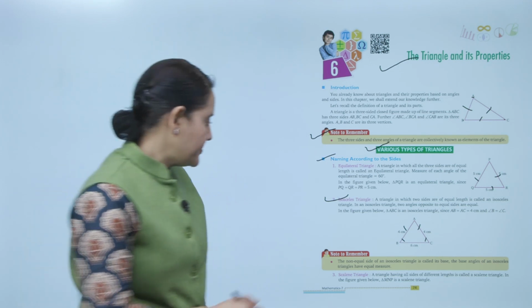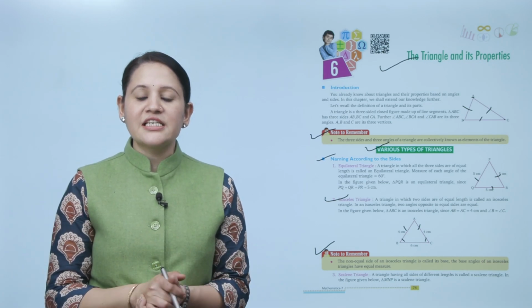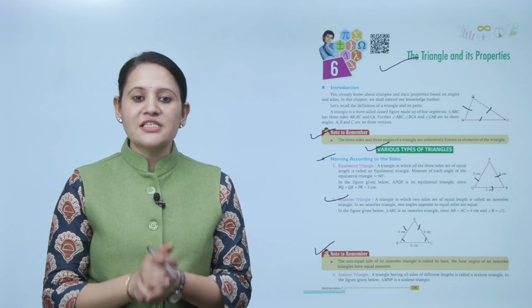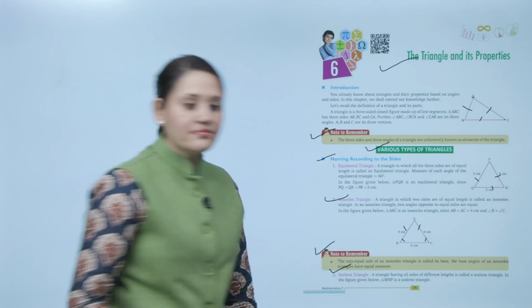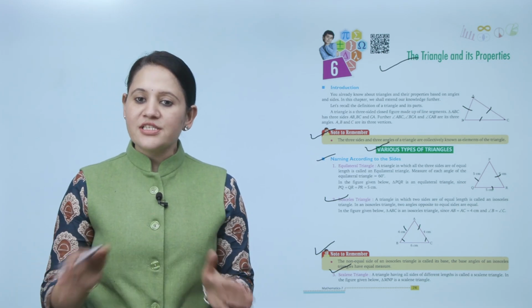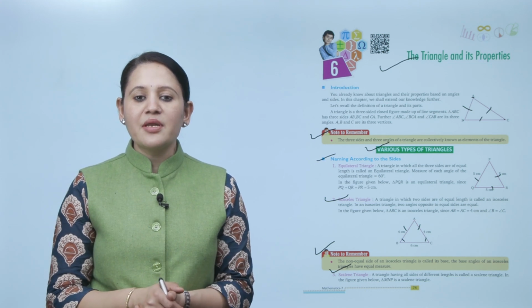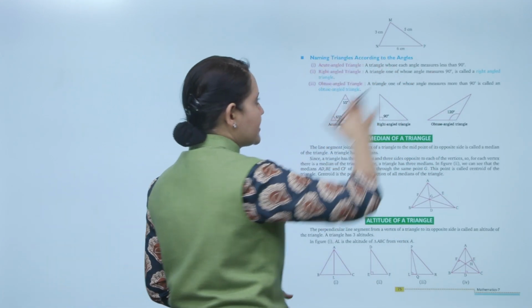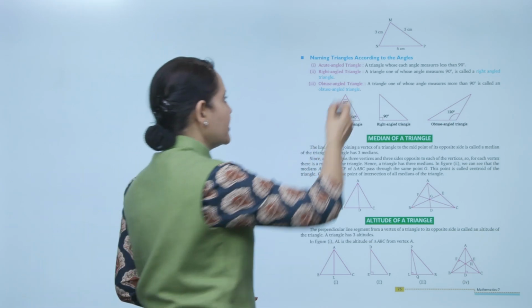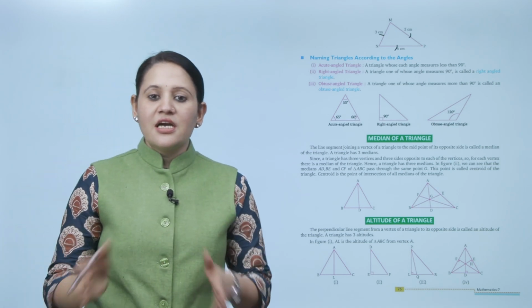Next is note to remember. The non-equal side of an isosceles triangle is called the base. The base angles of an isosceles triangle have equal measure. Next is the scalene triangle. A triangle having all sides of different length is called a scalene triangle. In the figure given below, triangle MNP is a scalene triangle. Here the triangle MNP is scalene because all three sides are of different measurement. They are 3, 6 and 5. So, all are of different measurement. So, it is a scalene triangle.